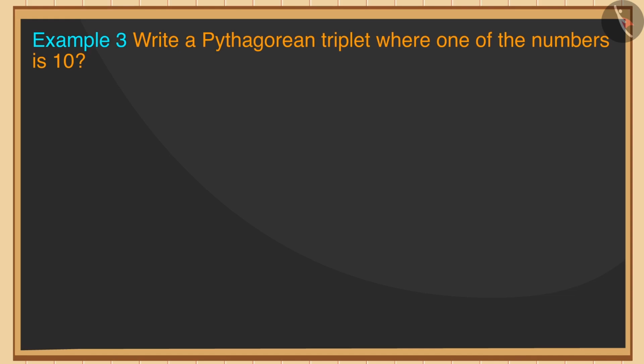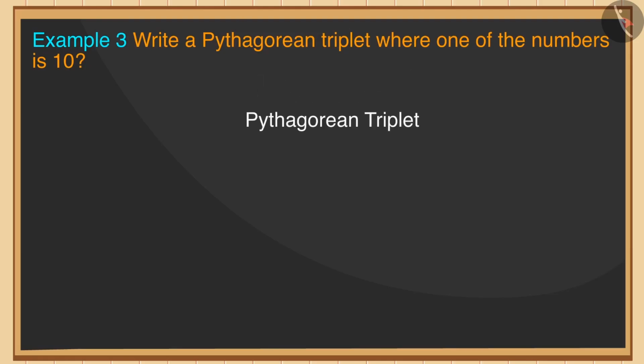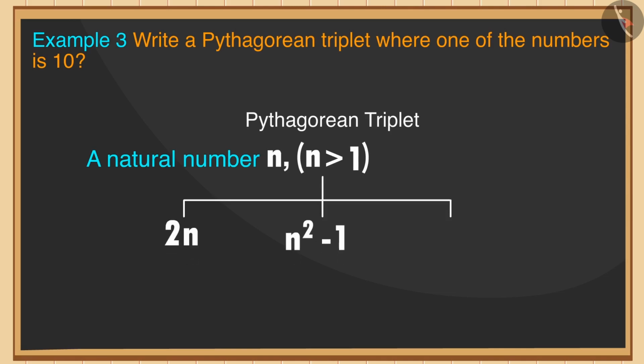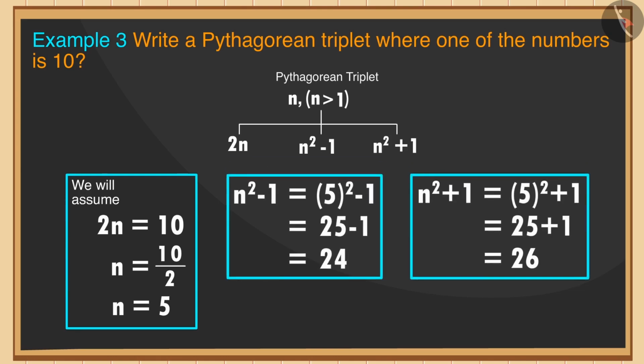Now, can you write a Pythagorean triplet where one of the numbers is 10? You can pause the video and think about your answer. Let's find it together. We know that for any natural number n greater than 1, we have 2n, n square minus 1 and n square plus 1 forms a Pythagorean triplet. We will assume 2n equal to 10. That will make the value of n to be 5. Solving it further, we will get numbers 24 and 26. Therefore, the Pythagorean triplet numbers will be 10, 24 and 26.